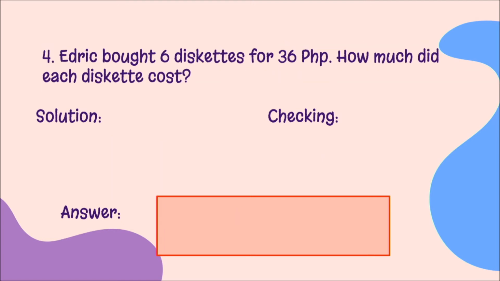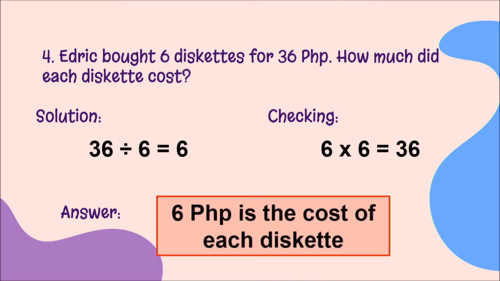Next, number 4. Edric bought 6 diskettes for 36 pesos. How much did each diskette cost? So our solution is still in division because of the word each. 36 divided by 6 is equals to 6. And we have to check it by multiplying them. 6 times 6 is equals to 36. So our answer is correct. 6 pesos is the cost of each diskette.